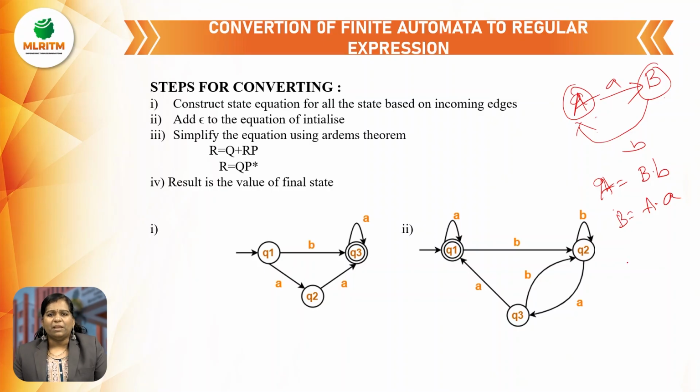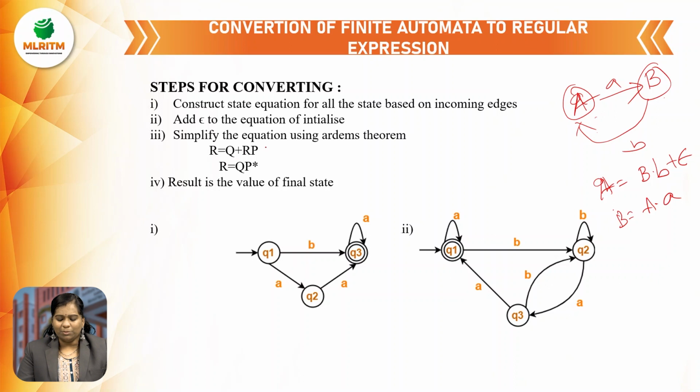The second step is to add epsilon to the equation to initialize. Add epsilon to the initial state. Next, it contains 2 methods: one is Arden's theorem and the other is the indirect method. So the third step is simplify the equation using Arden's theorem.